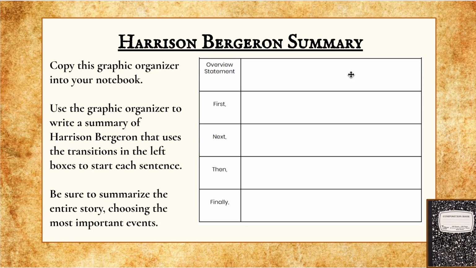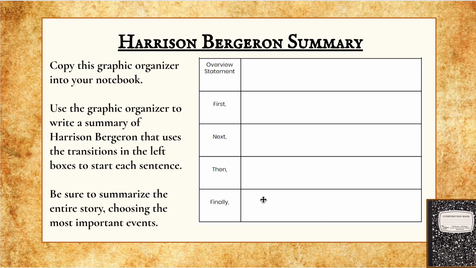So where it says overview statement, you're going to write us the big picture, just in one sentence, what happened in the story. Then one piece, one event at a time, you are going to tell us the most important events. So you need to choose the most important four things that happened in the story and list them in order. So you'll say first, and then tell us what happened first in the story that was really important. Then you will say next, and you'll tell us what happened next in the story. Then you'll say then, the third part, and then finally will be the ending of the story.